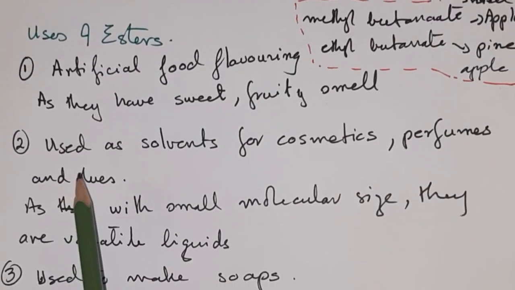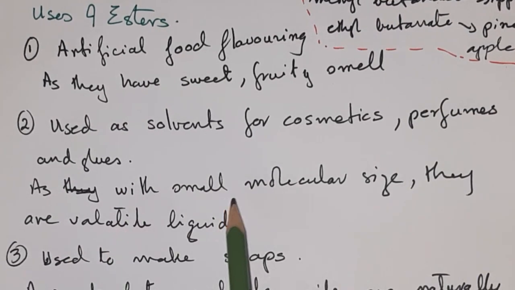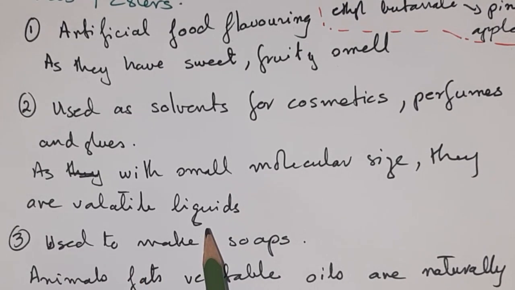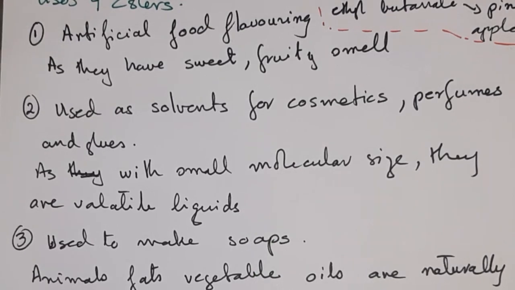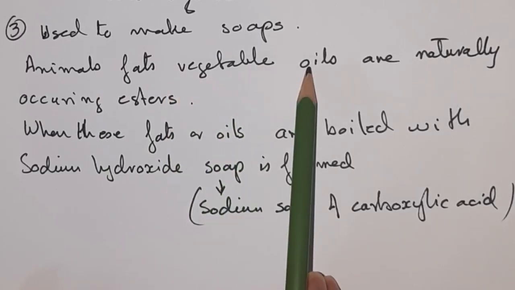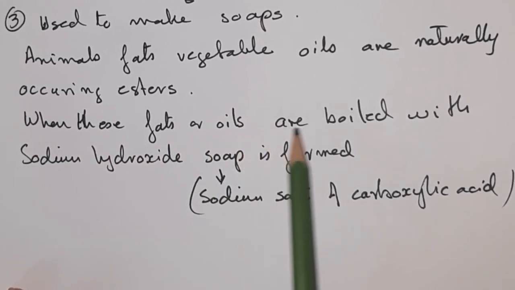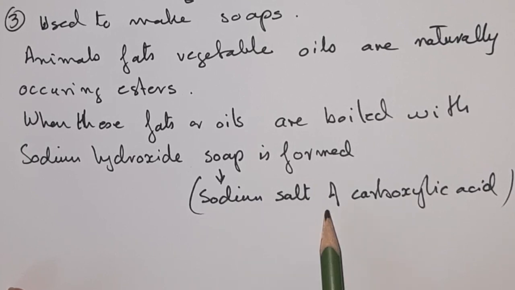Then number 2, used as solvent for cosmetics, perfumes and glues. With small molecular size, they are volatile liquids. So you know, when you use perfume, it actually evaporates and its aroma spreads around. Then it is used to make soaps. Animal fats and vegetable oils are naturally occurring esters. When these fats or oils are boiled with sodium hydroxide, soap is formed. The sodium salt of a carboxylic acid is actually the salt which is formed.